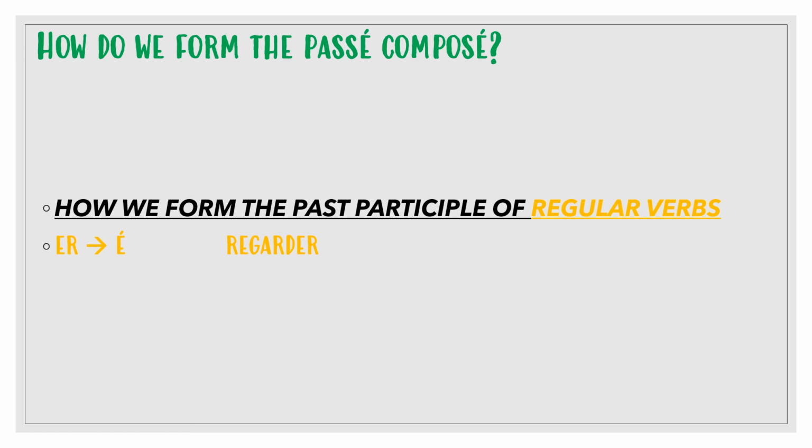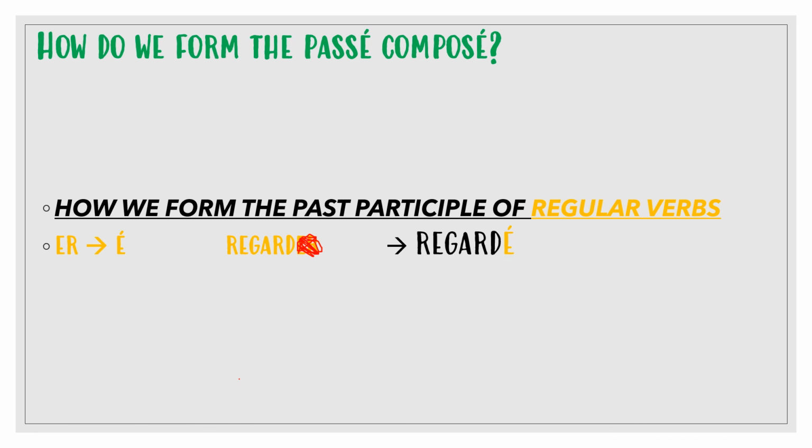So what are we going to do here? We're going to drop this ER right here. Let's cross it out. And then we're going to add the E. And what would we get? We would get regardé. Okay? So we dropped off the ER here and we got regardé. Once the verb is regular, you drop the ER like you would when you're conjugating the verb in the present tense, and then you simply add accent aigu, E with the accent going from left to right upwards.